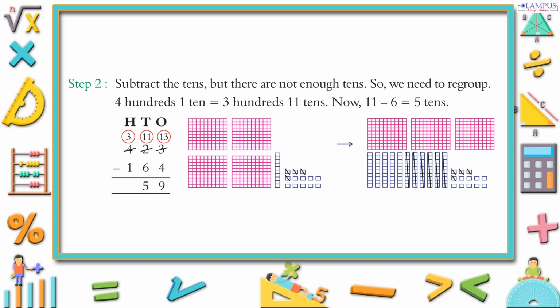Step 2. Subtract the tens, but there are not enough tens. So, we need to regroup. 400s 1 ten equals 300s 11 tens. Now, 11 minus 6 equals 5 tens.